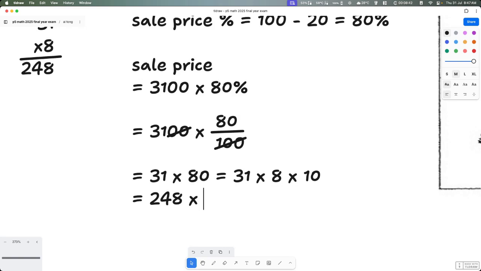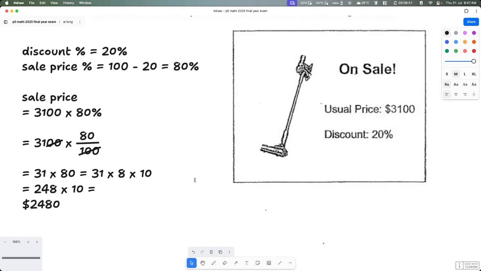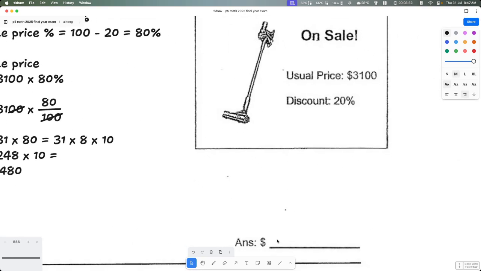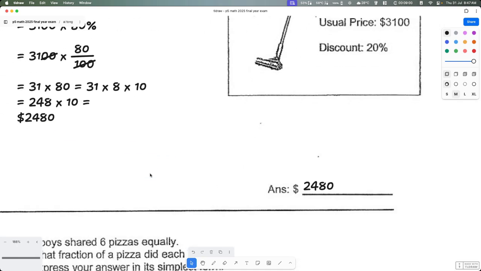And then times, don't forget the 10. So the sale price will be $2,480. Right? So that is the sale price. So that's the answer, 2480 in this case over here. All right, let's move on to the next question.